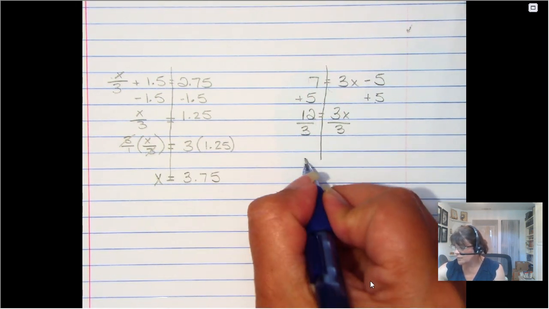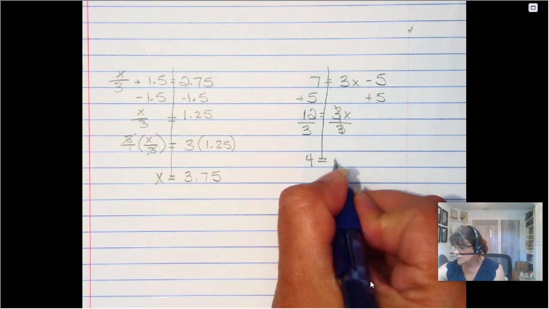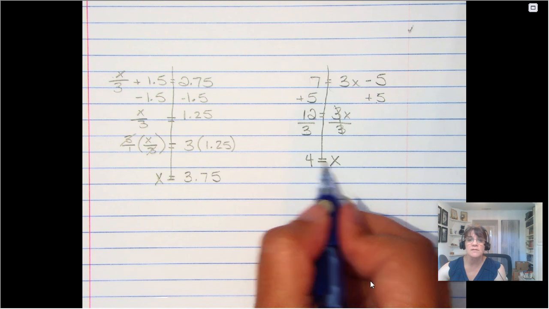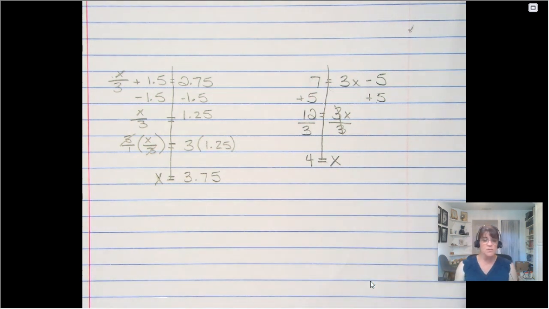12 divided by 3 is 4. These cancel each other out. So the value of x is 4. I hope that helps, gives you a little more practice.